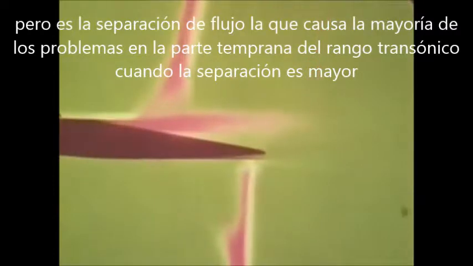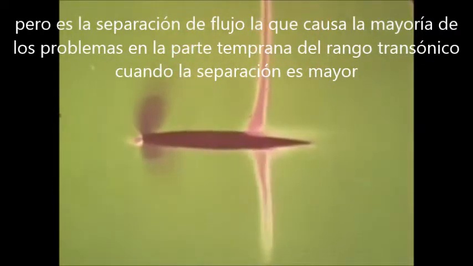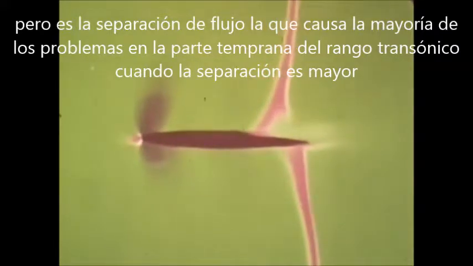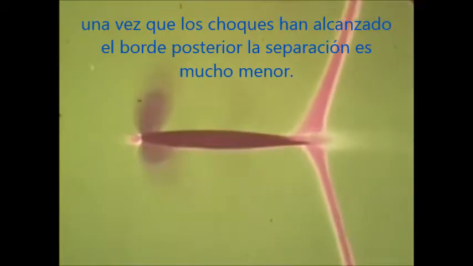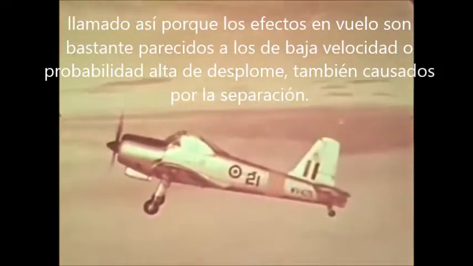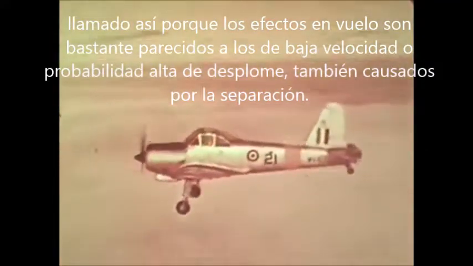Slight changes in speed or in attitude make the shocks move violently. But it is flow separation that causes most of the troubles in the earlier part of the transonic range, when separation is greatest. Once the shocks have reached the trailing edge, separation is much less. It is flow separation that causes the shock stall, so-called because the effects in flight are rather like the normal low-speed or high-incidence stall, also caused by separation.